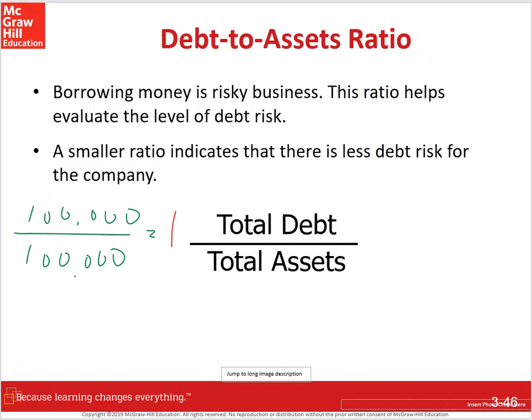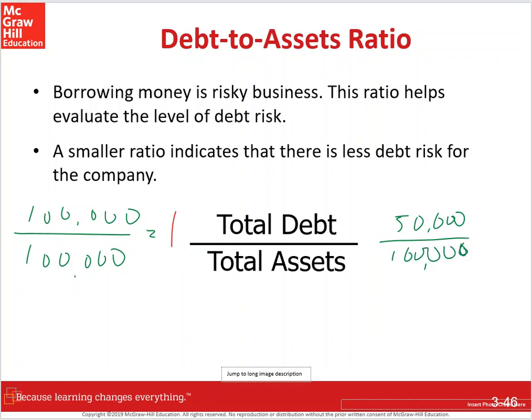Is that too much debt risk then? Do we have enough assets to pay our debts as they come due? 1 is where we say it's too high. Once we get to debt to assets ratio of 1, that's too high. So let's look at maybe a healthy debt to assets ratio of 50,000 divided by 100,000.